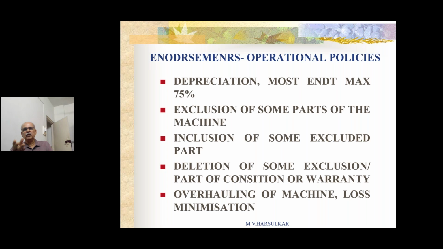And some endorsements for loss minimization are there, like overhauling, or maybe air conditioning plant for electronic equipment and all those things. They are basically for loss minimization. If you go through all these endorsements, you can classify them into these types. In 4 or 5 categories, most of the endorsements will come into one of these.